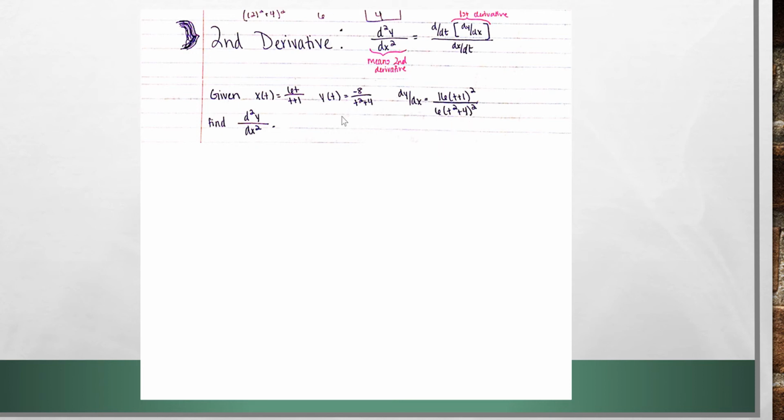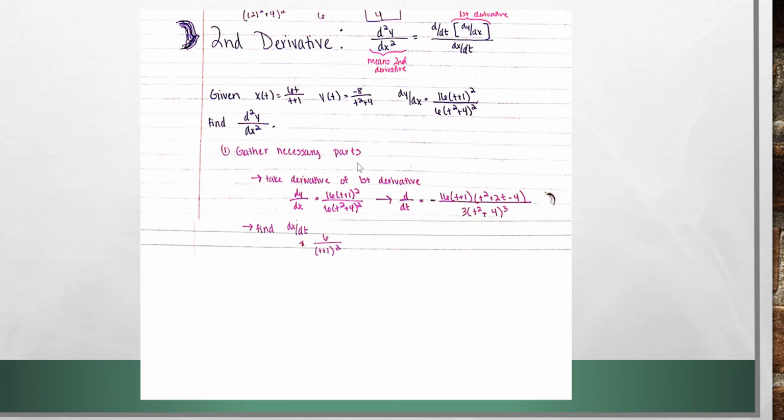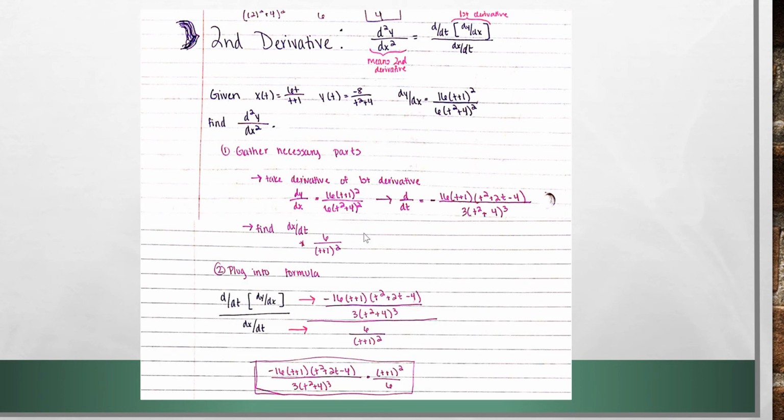Find the second derivative. So the first step is to gather the parts we need. We need to take the derivative of the first derivative, and when we do that, we get this long number. And then we already have our dx dt. We found that when we were finding the first derivative. So now we can move on to the second step, which is just to plug into the formula. Now, all we have to do is take our dy dt, hold on.